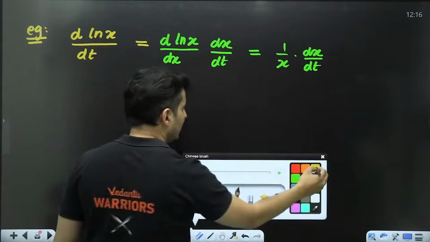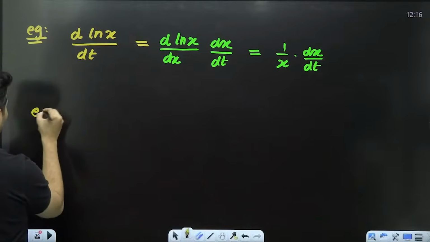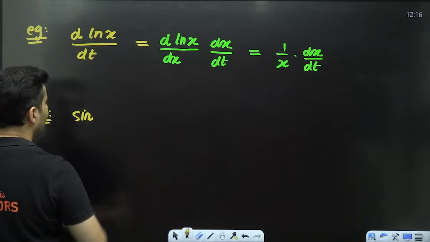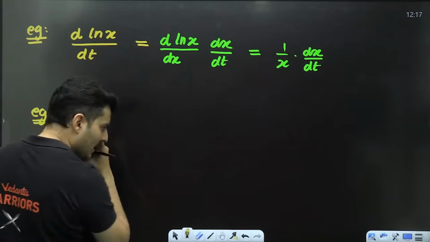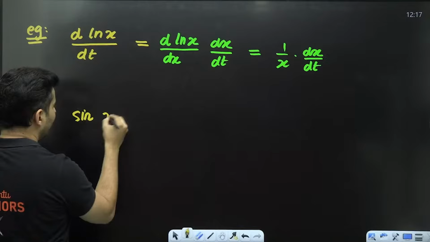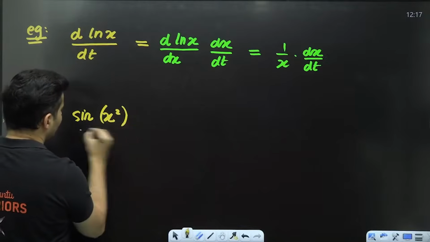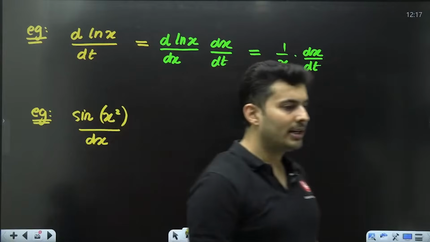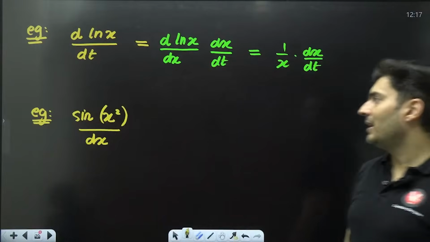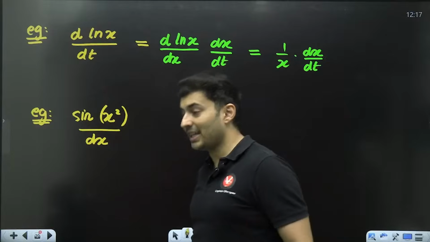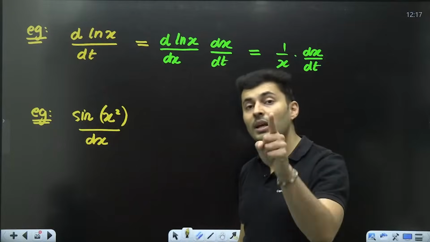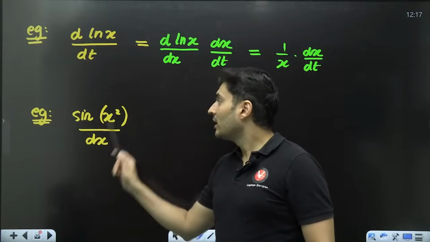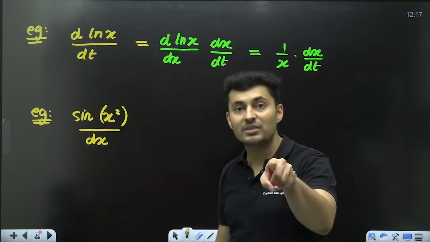Very nice. Let's go to the next question coming up on your screen. How about derivative of sine of x square with respect to x? Think about it. I cannot find the derivative of x square with respect to x directly, because I only know that if inside is x, the denominator also should be x. If this is x square, this should have been x square.